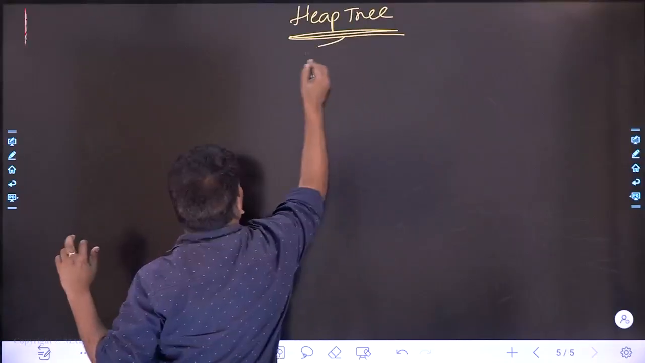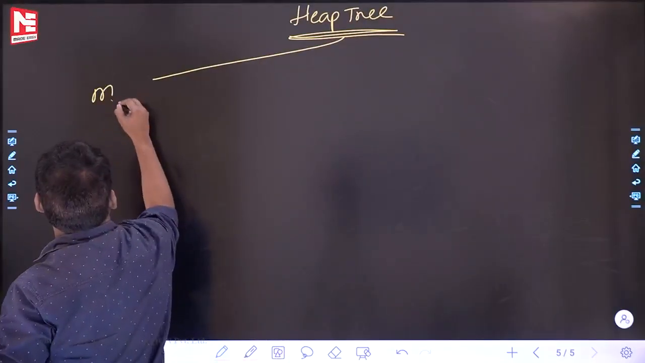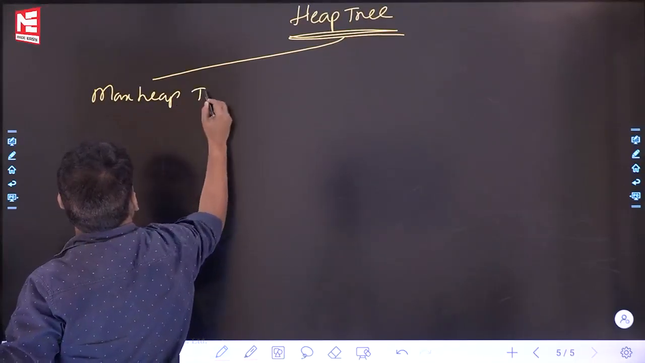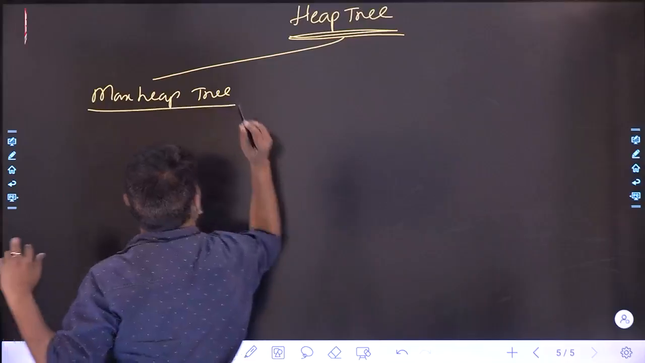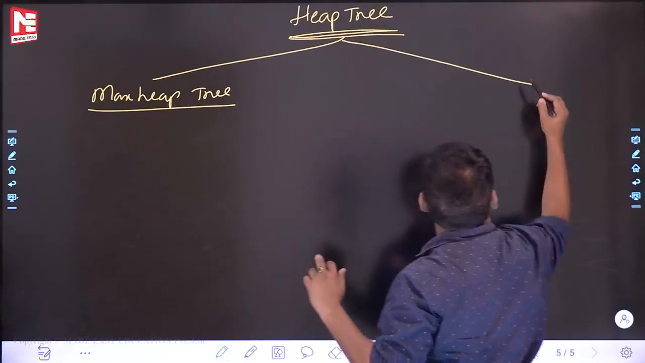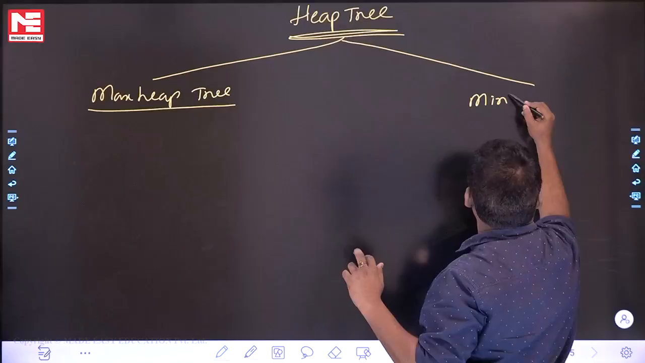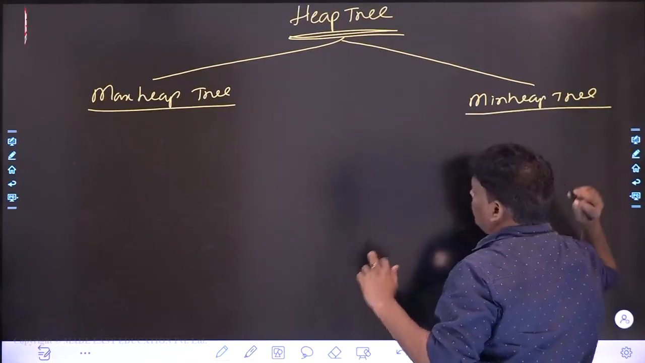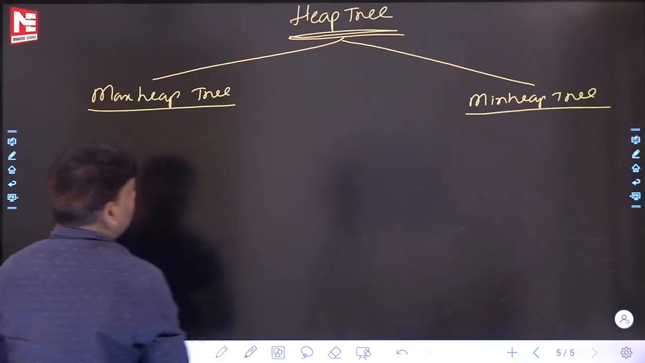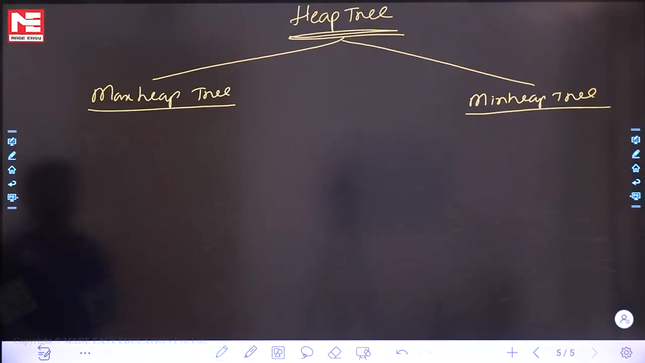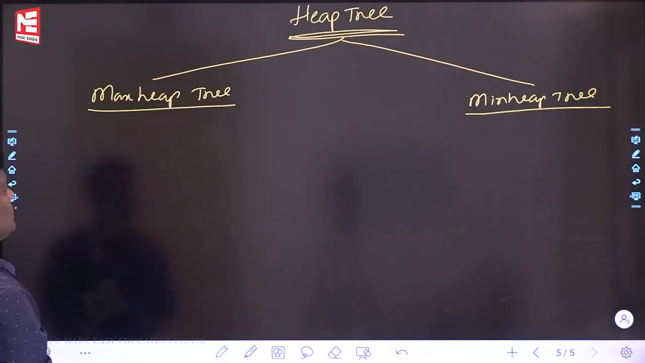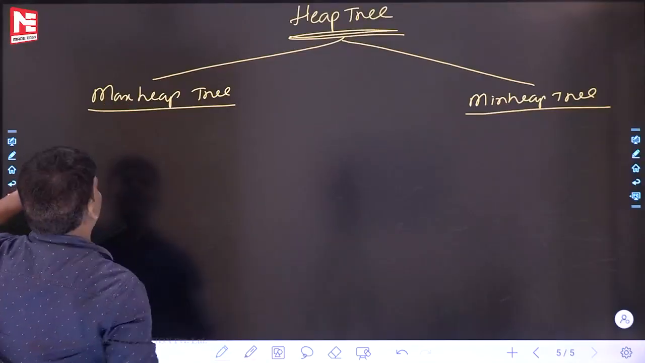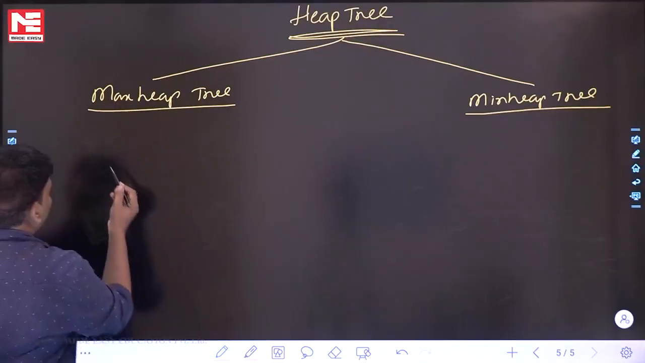So heap trees are two types. First one is going to be max heap tree. Second one is going to be min heap tree. Heap trees are two types, max heap tree and min heap tree. Some people are asking, sir, what is the difference between them? First learn one thing, automatically the second one you will get. Learn the first thing now, max heap tree.